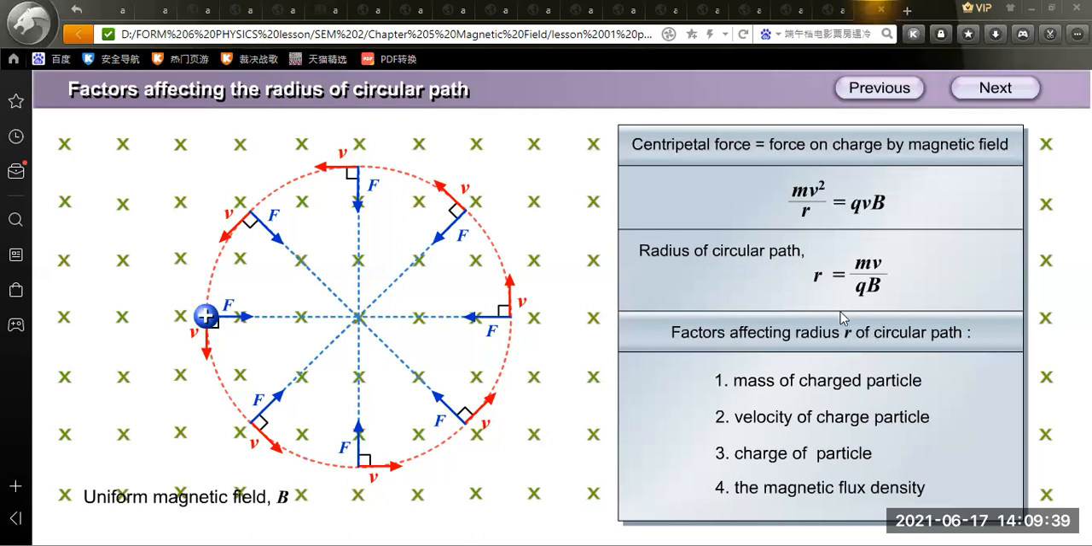Factors affecting the radius are m, v, q, and B. The mass is directly proportional to the radius. The velocity is also directly proportional to the radius. If the velocity of the charge is faster, the r must be bigger. And r is inversely proportional to q and inversely proportional to the magnetic flux density. The stronger the magnetic field, the smaller the radius.